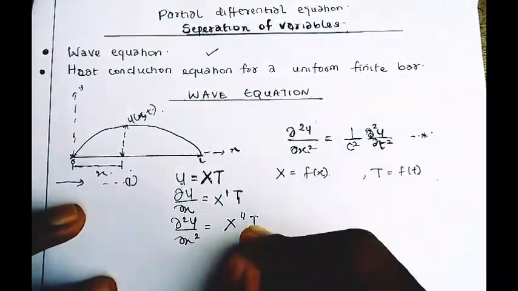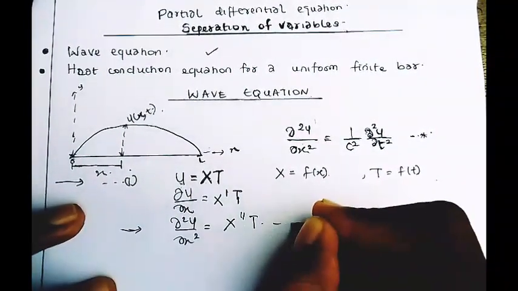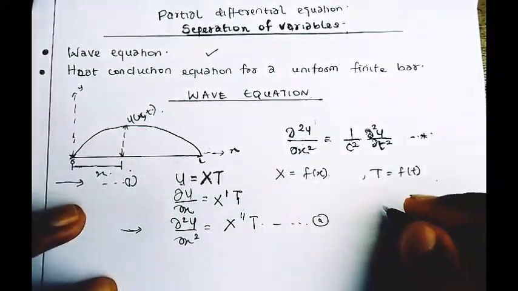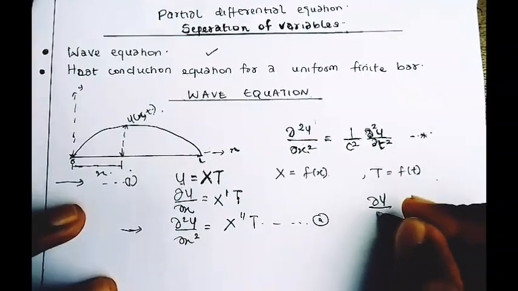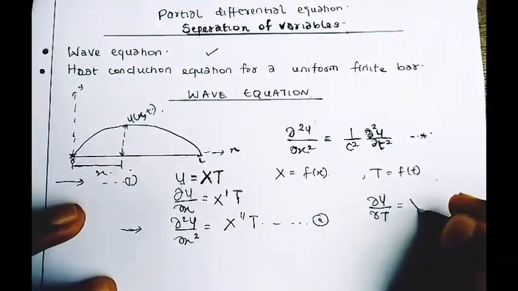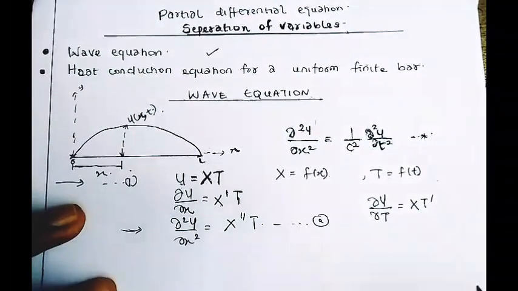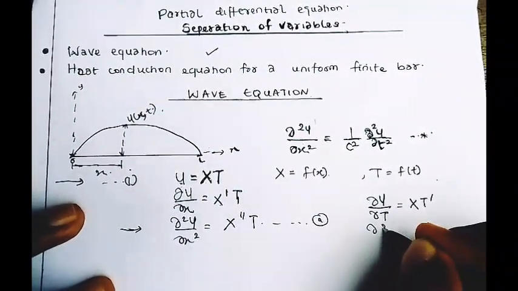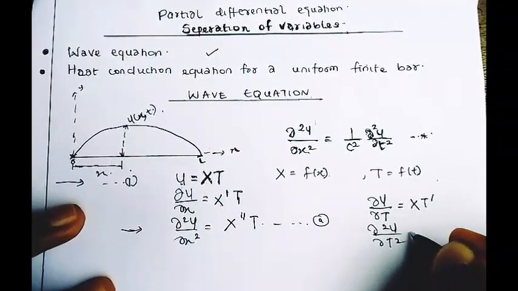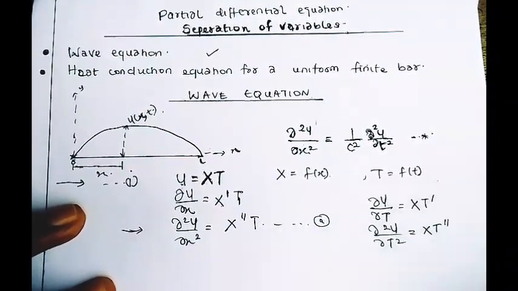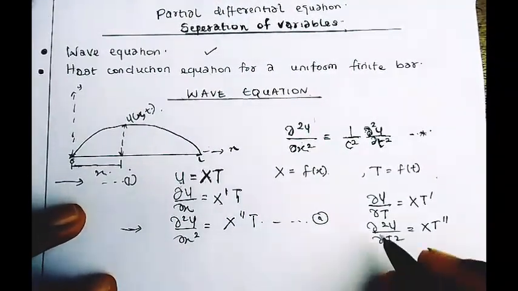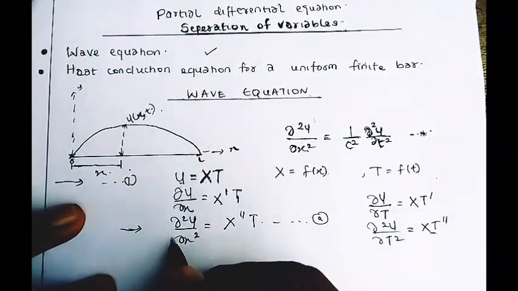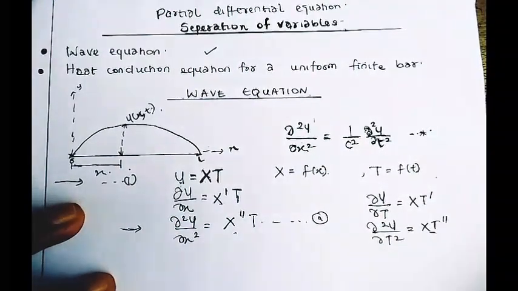So now let me differentiate u with respect to t, because I'm also having du dt here. Let's call this A. So differentiating it first, that's du dt. I have X T prime. Remember, I'm differentiating with respect to t, so my X will be constant. Then differentiate it again, that's d square u over dt square. I'm having X T prime prime. So my d square u over dt square is X T prime prime, and my d square u over dx square is X prime prime T.